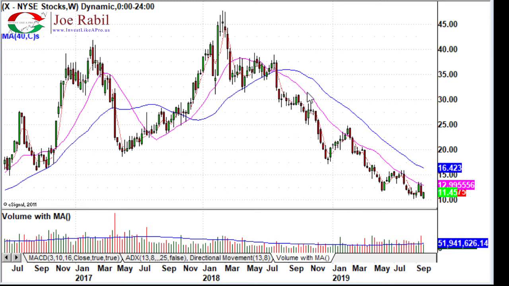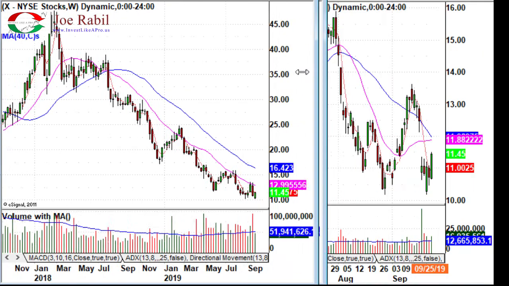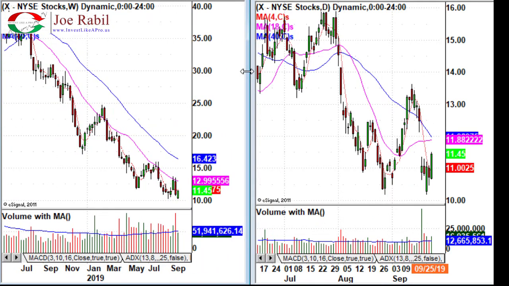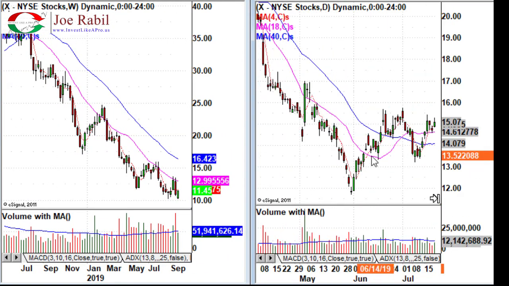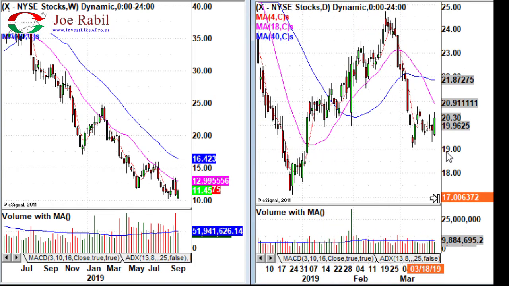But what you're looking for is strong trend like this, and then you're looking to take rallies. In this case, because it's a downtrend, look for rallies against the trend near the 18, and then go down to your lower time frame. I'm just going to scoot this over and show you.